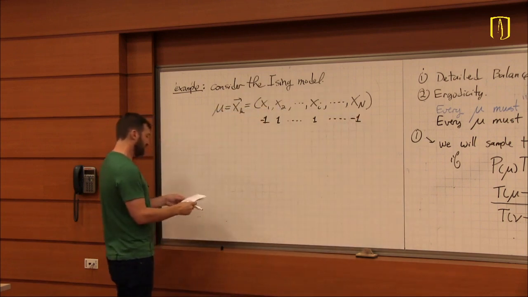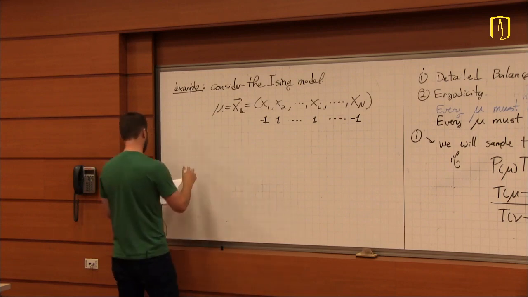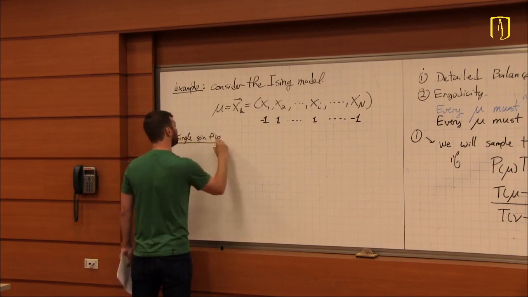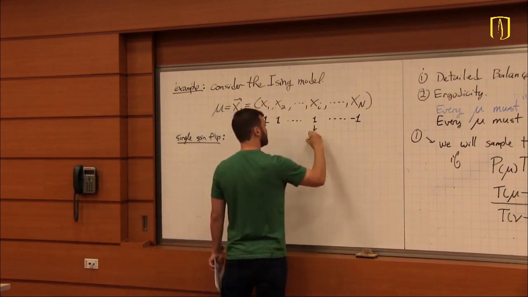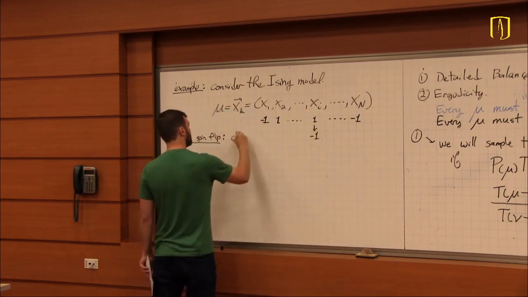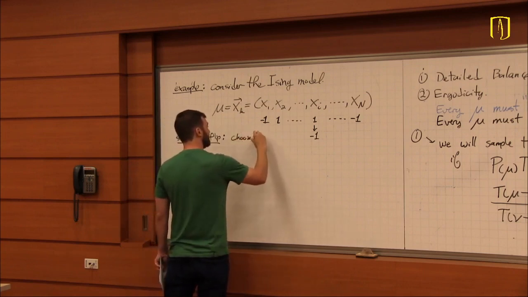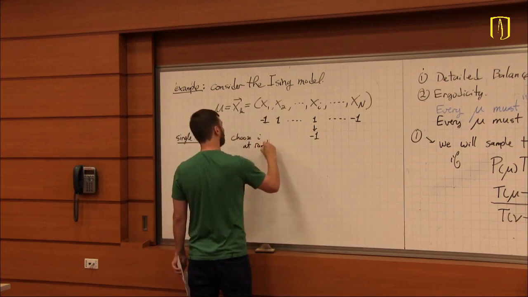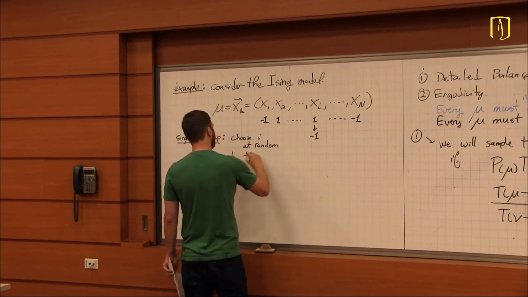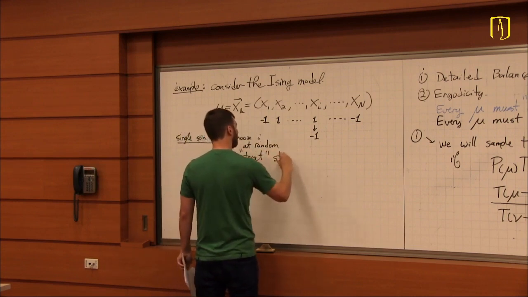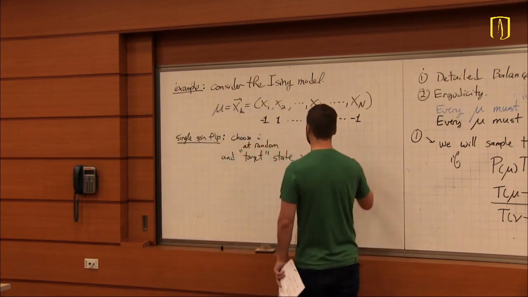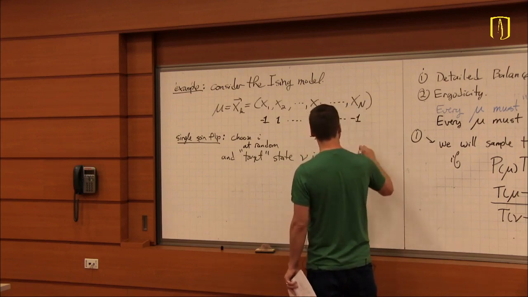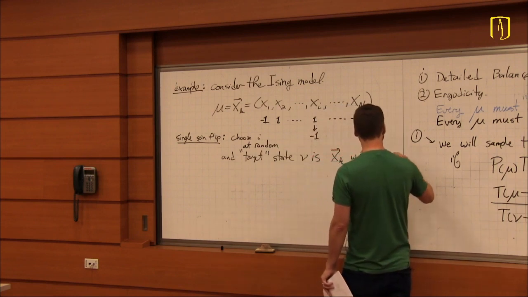So let me imagine designing an update that is a single spin flip, which takes this and flips it to -1. So you can imagine choosing the site index i at random. And the target state nu is x_k with x_i gone to -x_i.